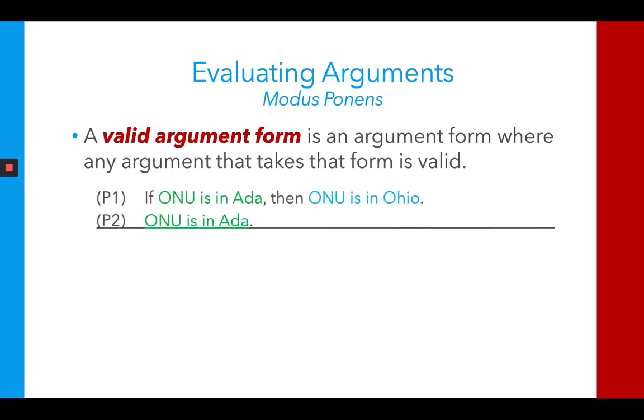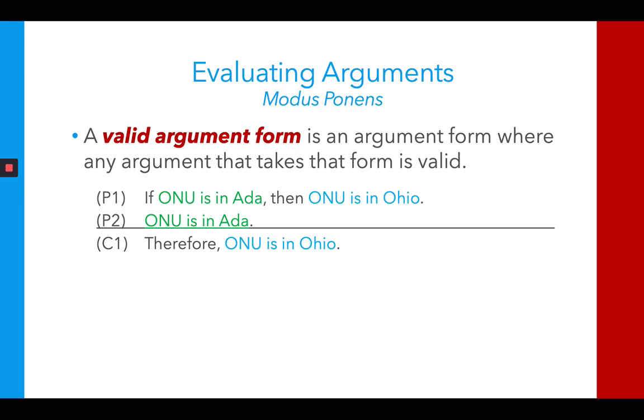So here's an example. If Ohio U is in Ada, then Ohio U is in Ohio. Ohio U is in Ada. Can we infer anything from those premises? Yes. If we don't know anything else in the world, if the only things we know are that if Ohio U is in Ada, then it's in Ohio, and that Ohio U is in Ada, we know some further thing. We know that Ohio U is in Ohio.